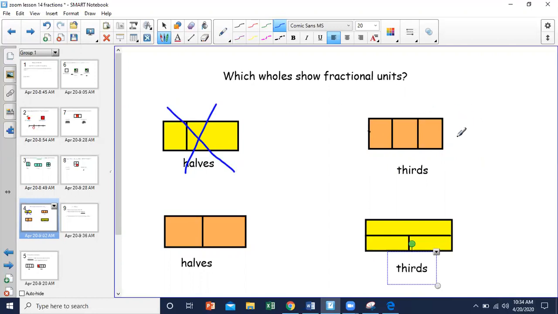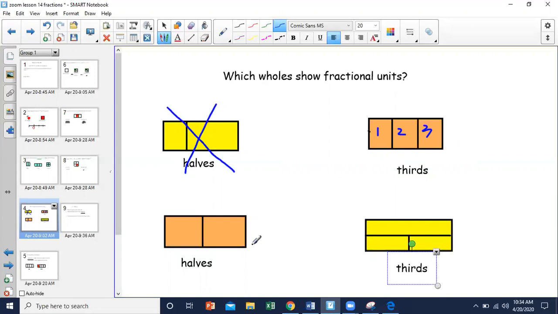Let's look at this rectangle. Is this rectangle showing thirds? Excellent job. How do you know it's showing thirds? We have 3 equal parts. Let's count those equal parts, class. 1, 2, and 3. 3 equal parts make thirds.